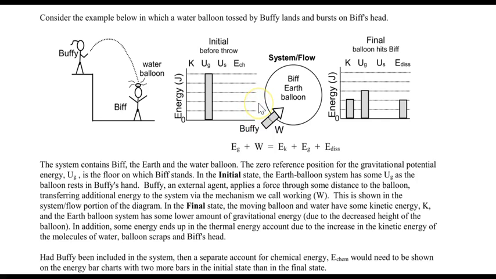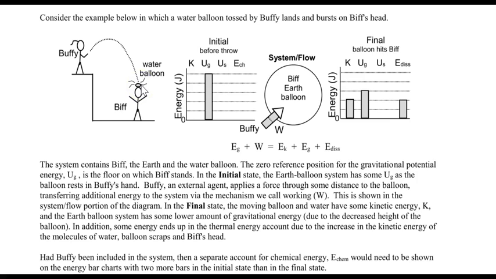Okay, so if you look over here, there's our first little bar graph, and this is showing the energy initially. So this is when the water balloon is in Buffy's hand and it's just leaving her hand, about to go off at this particular spot. And then over here in this picture is when the water balloon is hitting Biff on the head. It's still moving, but it's just about to strike Biff's head.